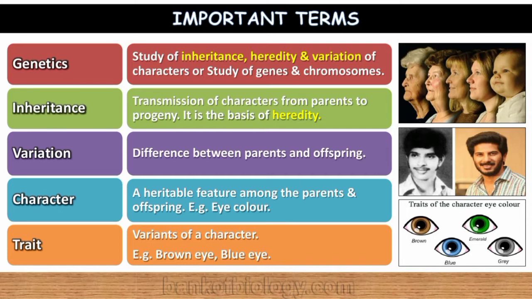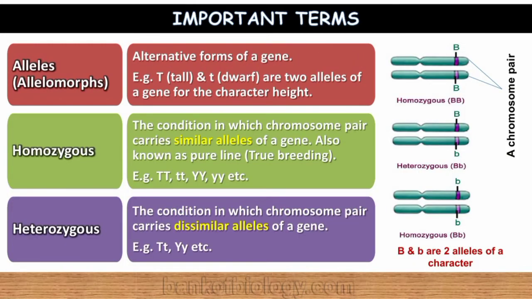Next is character, a heritable feature among the parents and offspring. For example, eye color, height, and so many other traits, which are also called characteristics. Variants of a character are called traits. For example, brown eye, blue eye, red eye, black eye. These are traits. What are alleles? Alternative forms of a gene. For example, tall and dwarf, short and long. These may be the two alleles of a gene for the character height.